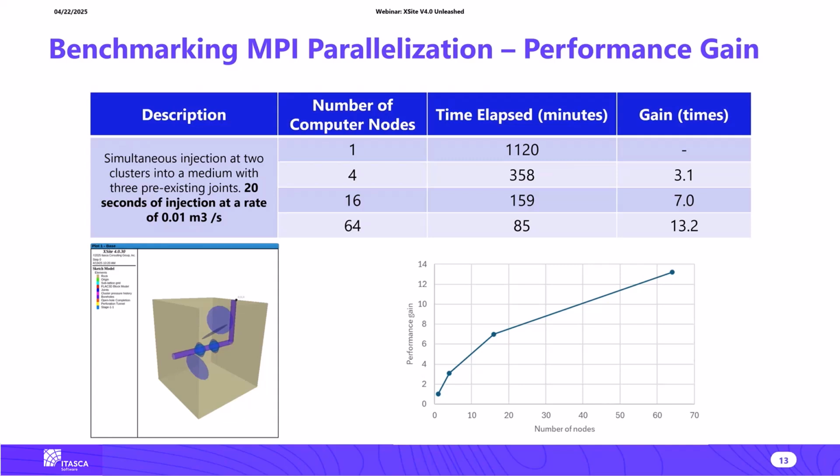It has two injection clusters, three pre-existing joints, which are shown as these transparent disks. And actually, for this benchmarking test, we use in this model a resolution which is much finer than it's really needed, because we really wanted to have a representative simulation time. Running this model with the resolution in this particular case took something like 19 hours. Of course, this example, with the proper resolution, can be solved much faster, probably of the order of 15 minutes.